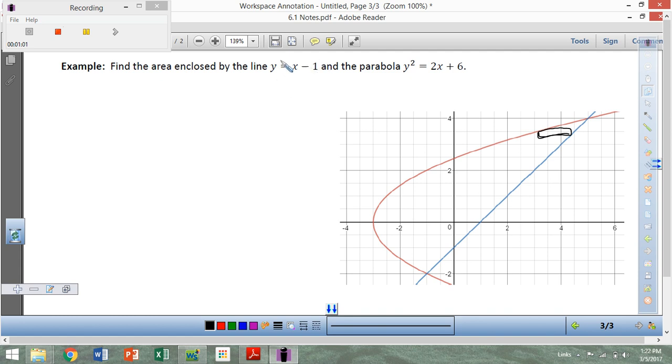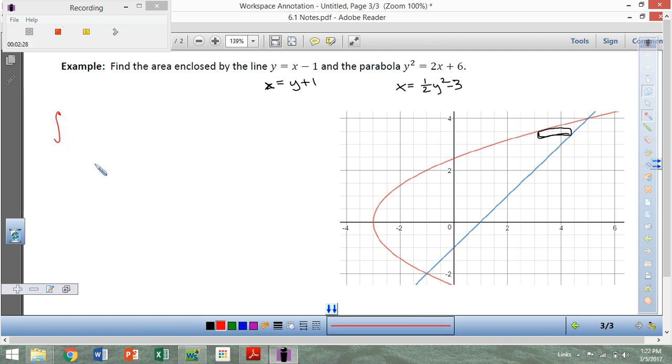So given these two functions that I have, y equals x minus 1, that's the blue line. What I want to do is solve for x. So this is going to be x equals y plus 1. I'm going to do the same thing over here. I'm going to solve this for x, so I would subtract 6 and divide by 2, and so x would be 1/2 y squared minus 3. Okay, 1/2 y squared minus 3. And so now I have them written for x in terms of y, and I can go ahead and set up my integral.